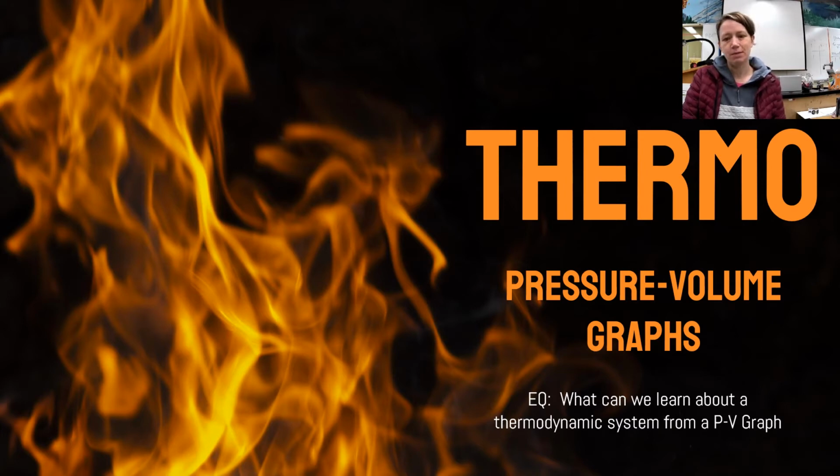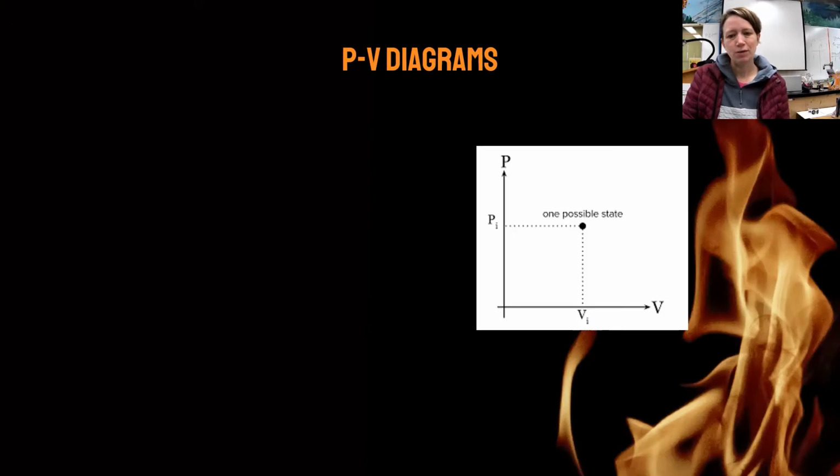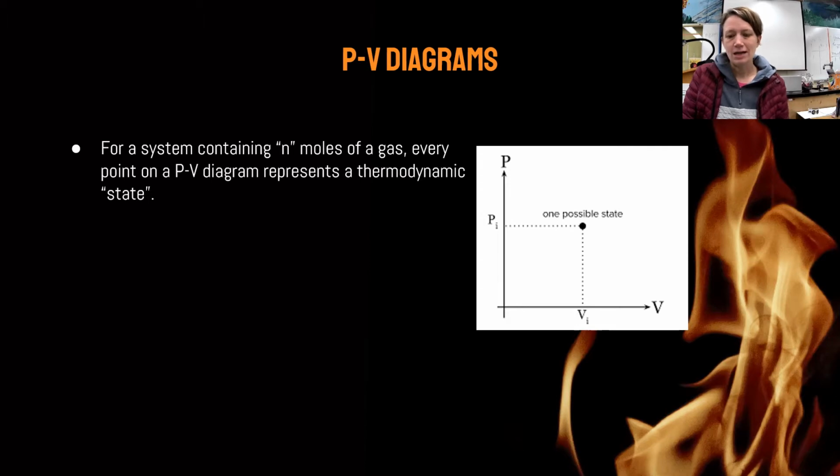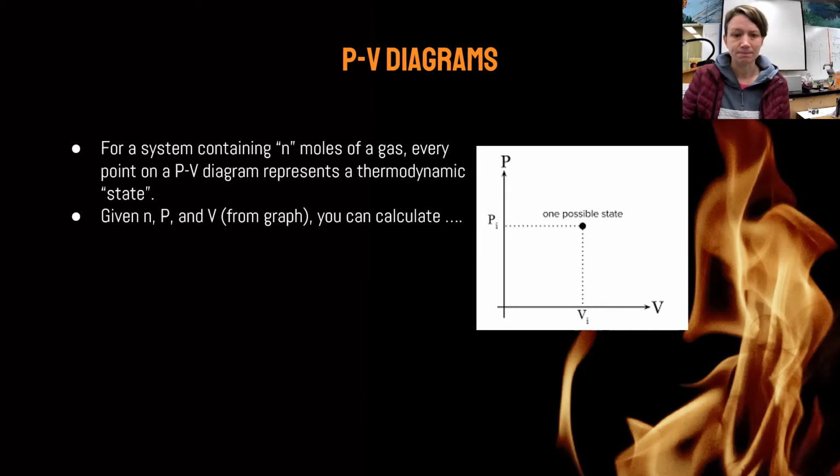Hello, this video is on pressure volume graphs, and the essential question is, what can we learn about a thermodynamic system from looking at a pressure volume graph? A pressure volume graph will usually have pressure on the y-axis as the dependent variable as a function of volume on the x-axis. For any closed system, assuming that these graphs always represent closed systems, any single point on this PV graph is known as a thermodynamic state. The point shown on that graph represents one possible state of my given system.